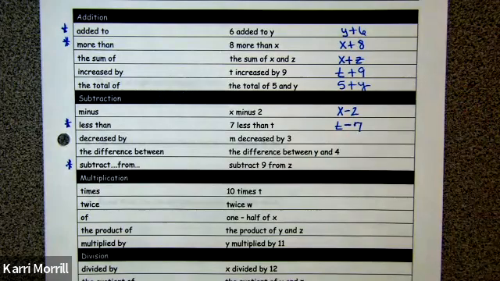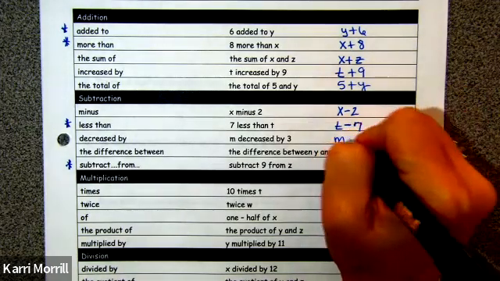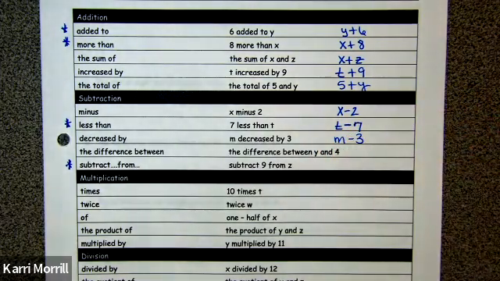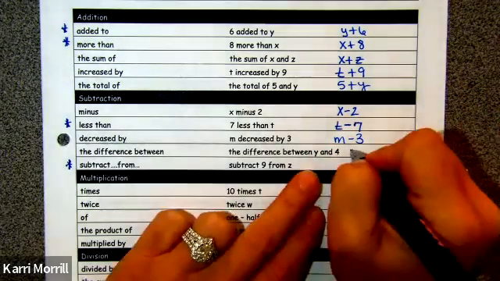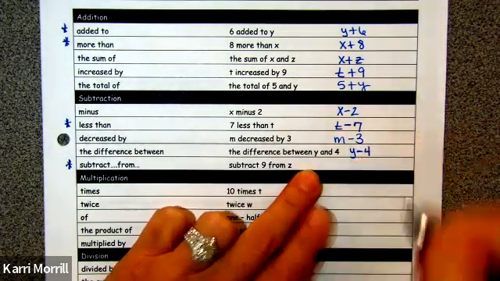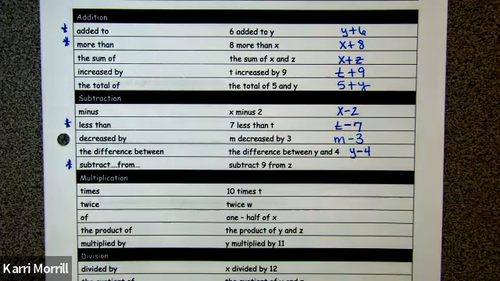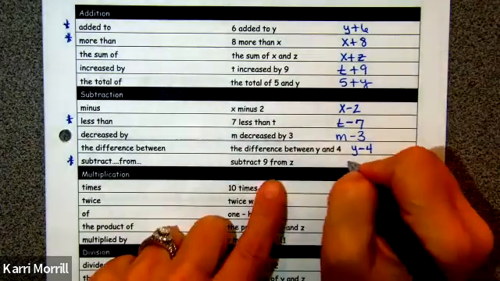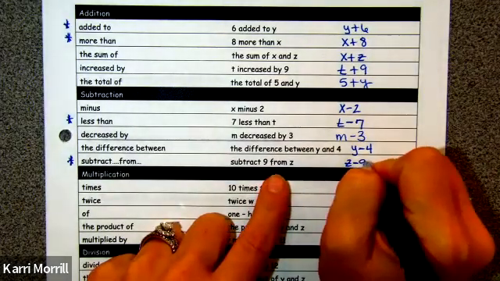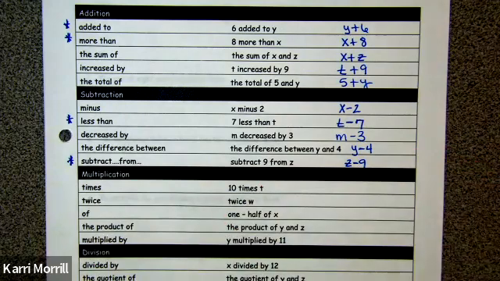M decreased by 3. So m minus 3. The word difference, we know that indicates subtraction. So the difference between y and 4, so y minus 4. But when we say subtract 9 from z, that means z came first. So we're going to say z minus 9.